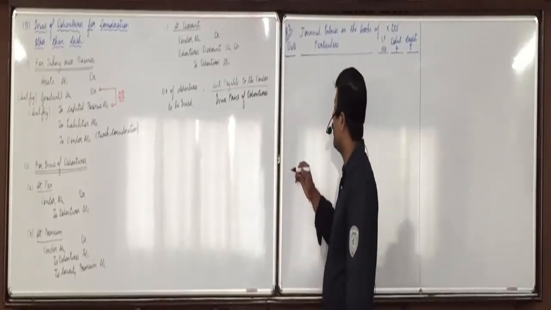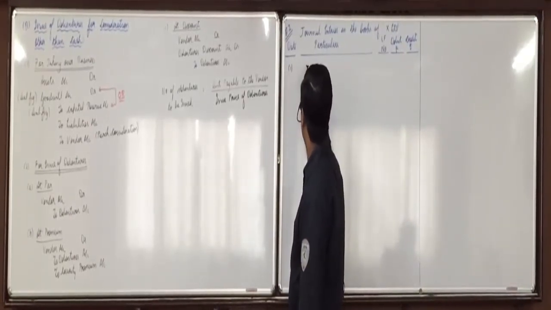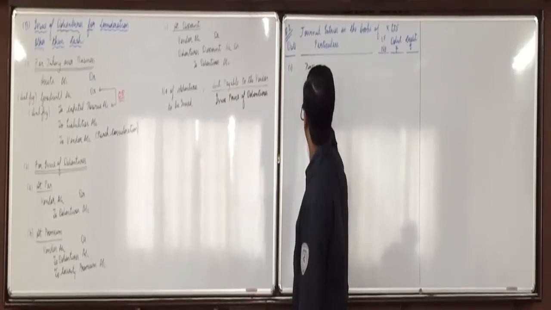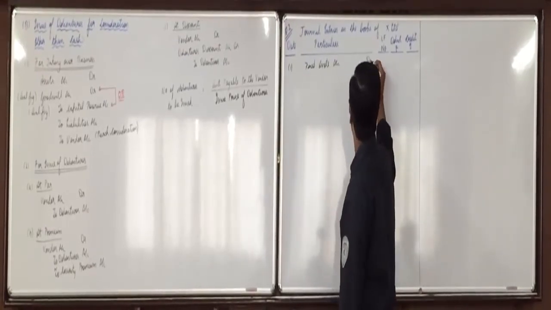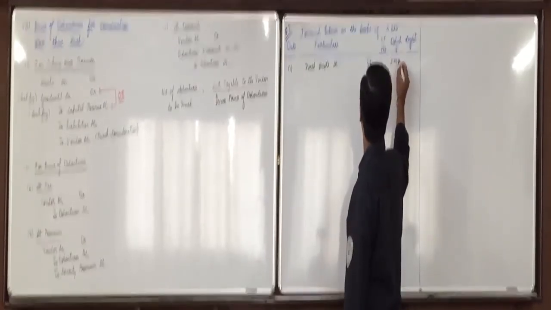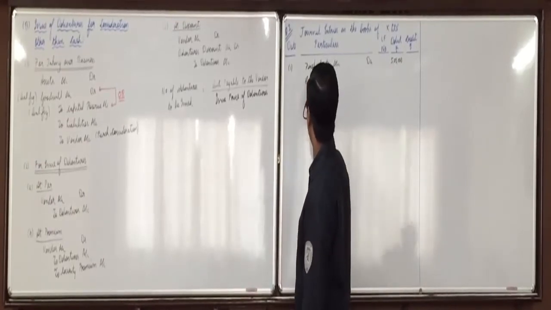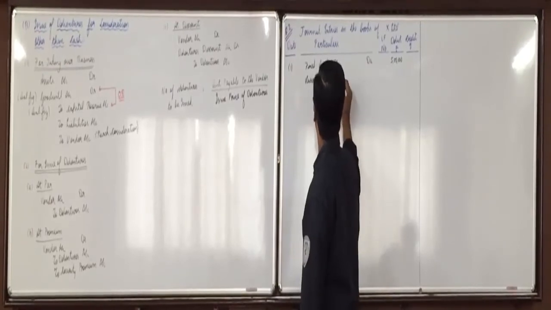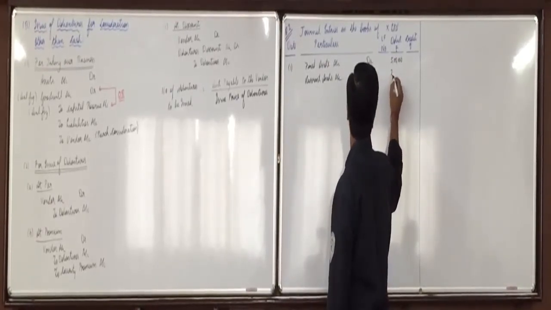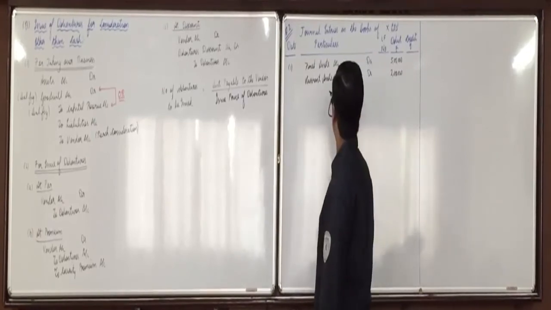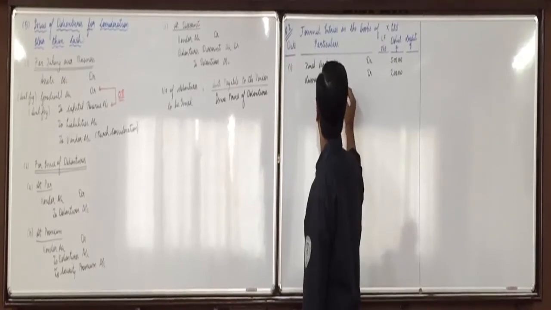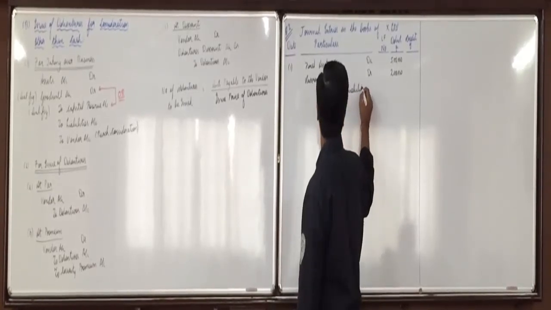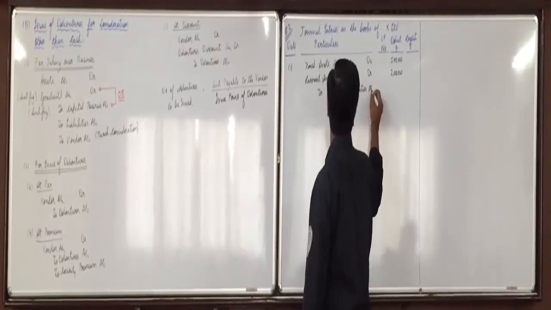Okay, be attentive. First entry will be: fixed assets account debit 5 lakhs, current assets account debit 2 lakhs, to current liabilities account 1 lakh.